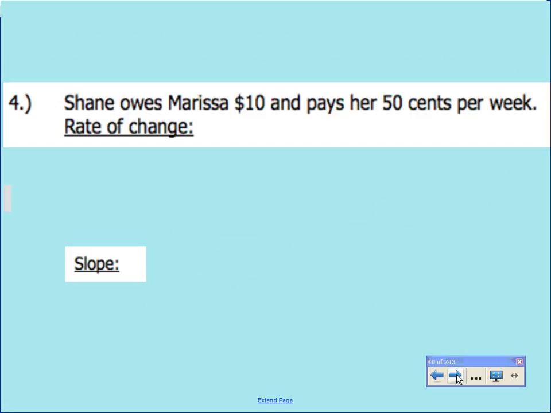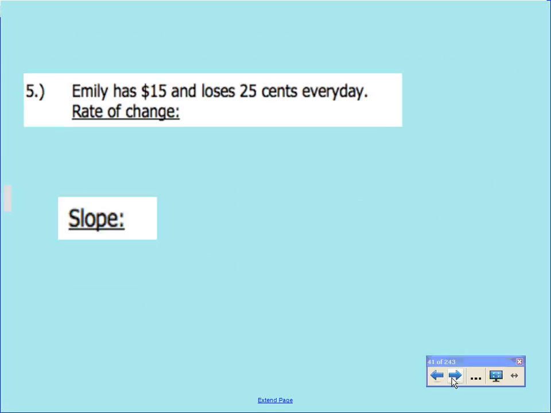Let's go to number 5. I want to do one more of these, then you're going to start homework. Okay, number 5. Emily has $15 and loses 25 cents every day. Chastity, what is the rate of change? Good. Loses, or negative 0.25 cents every day.